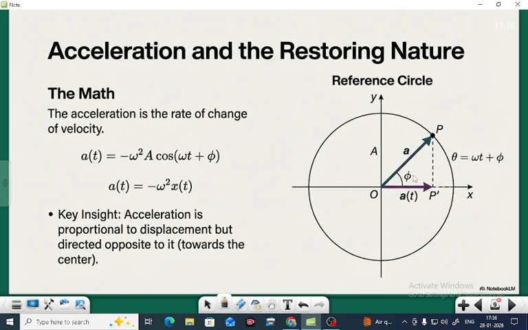So this is the reference cycle. This acceleration can be represented as minus omega square A cos(omega t plus phi), or equal to minus omega square x. This represents the acceleration of simple harmonic motion.